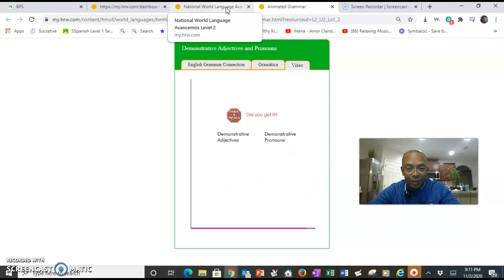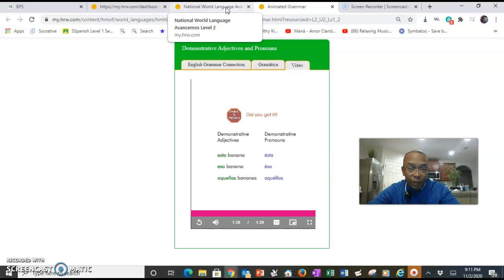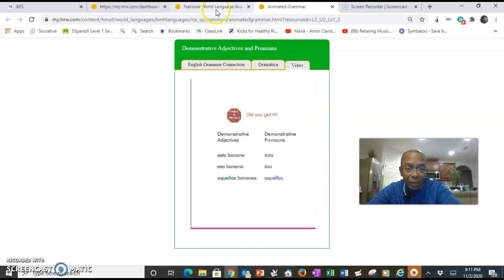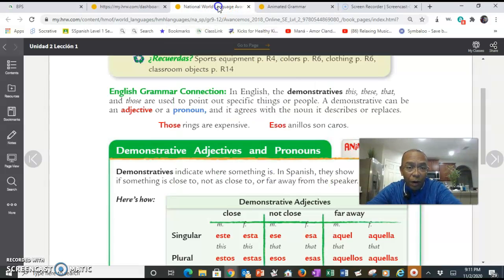Did you get it? Well, demonstrative adjectives, they're referring, just like in English, to things that are close to you or far away from you. So, such as esta banana, esa banana, aquellas bananas. They refer to things that are around you or far away from you.